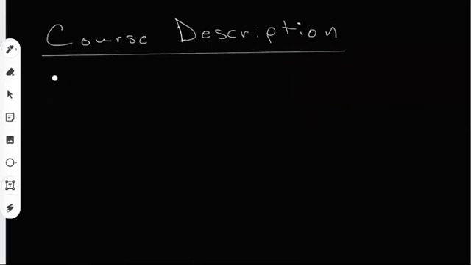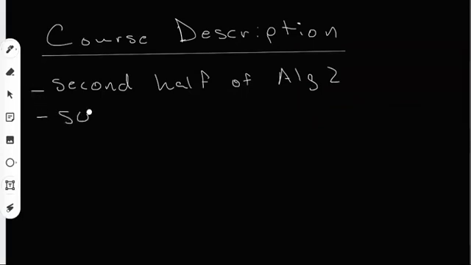All right, this is the second half of Algebra 2. This is an SOL course, so I'll write SOL course. You'll be taking the SOL in June, from what I understand. Usually it's done in May, but we're a month behind this year, so it'll actually be happening in June.